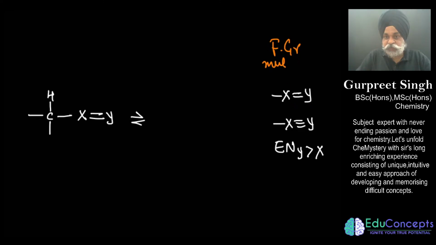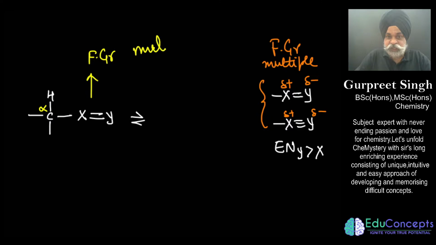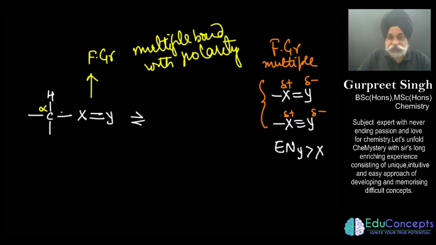A functional group having a multiple bond, say for example xy, where y is more electronegative than x, so there is a sort of moiety like this. If you have this moiety attached to a carbon, which we consider to be the alpha carbon because it is directly attached to this functional group having a multiple bond, with polarity.